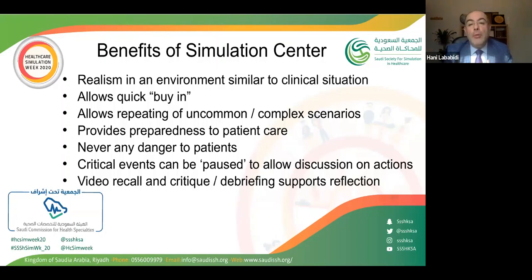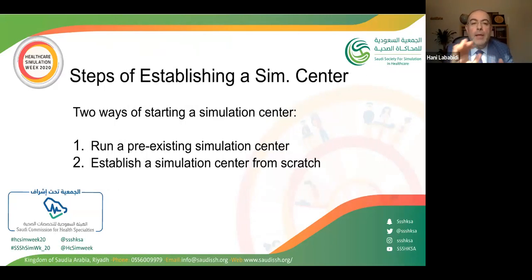It allows repeating uncommon and complex scenarios, and provides preparedness for patient care. There is no danger for patients because we're not treating patients here. And critical events, we can pause and then discuss and go back to action and correct whatever mishaps happened. We can video record it, we can critique it, or what we call debriefing, and give feedback and reflections. All this can be done in simulation, but in a real clinical environment, many of these cannot be done, especially because of endangering the patient and patient safety.